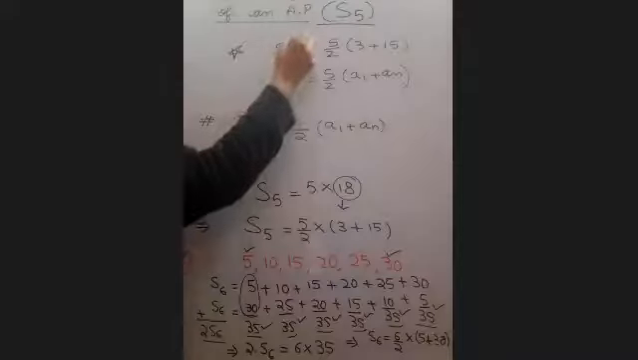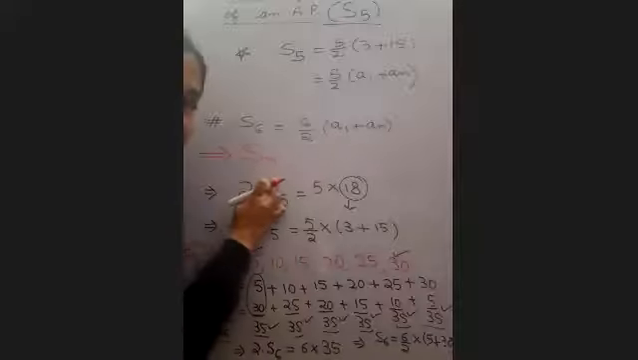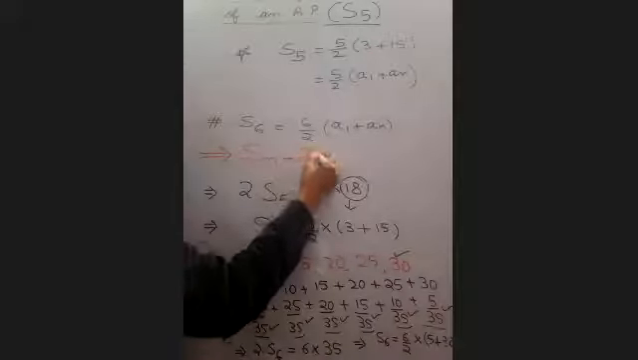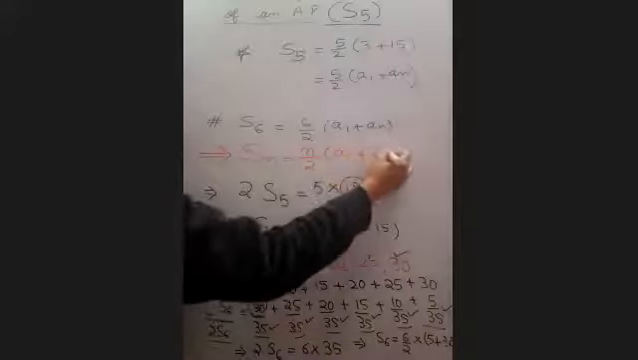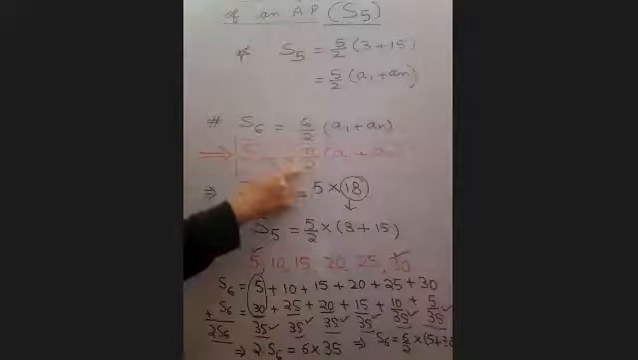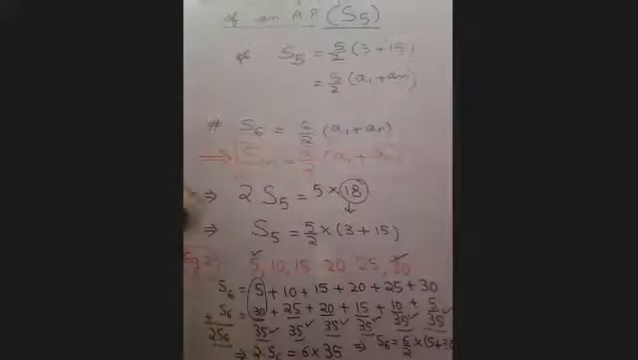Now, what is the relation between these two? Ma'am, the number of terms divided by 2. So, can I say Sn, that is the sum of any number of terms, would be equal to N by 2, number of terms N divided by 2, multiplied by A1 plus AN. So this is the formula for the first n terms of an AP.